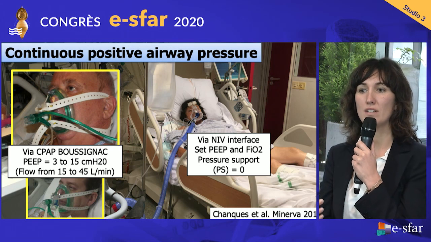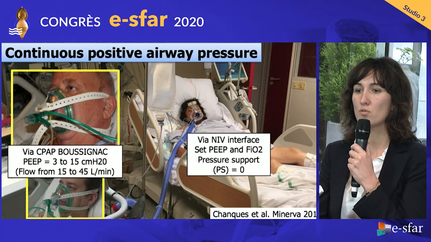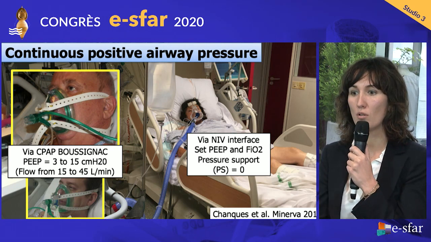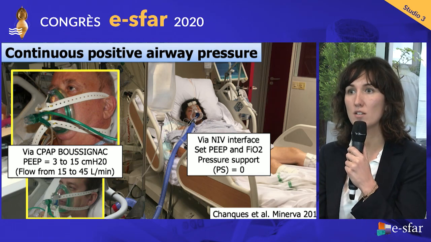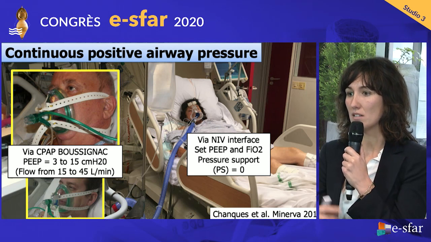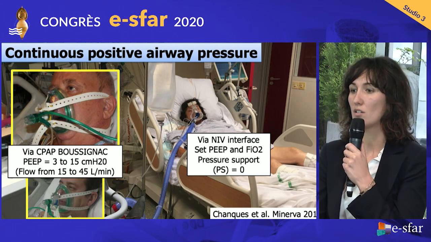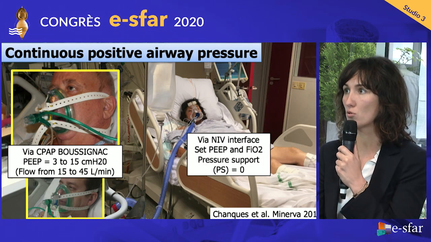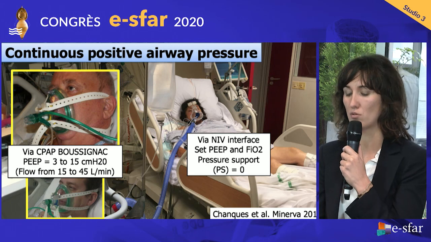The step after is continuous positive airway pressure. There are two main methods. The first one is the CPAP Boussignac, which allows a PEEP from 3 to 15 centimeters of water, depending on the flow that you set. And then you can also apply a non-invasive ventilation interface and set a PEEP, FiO2, without any pressure support to provide only continuous positive airway pressure.